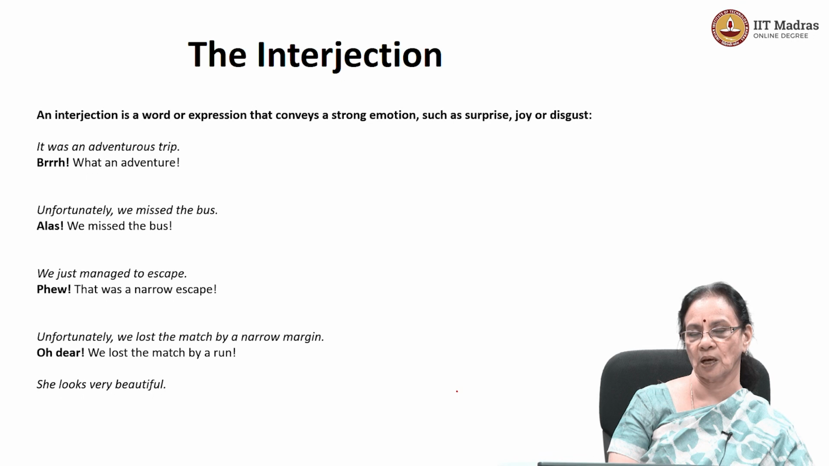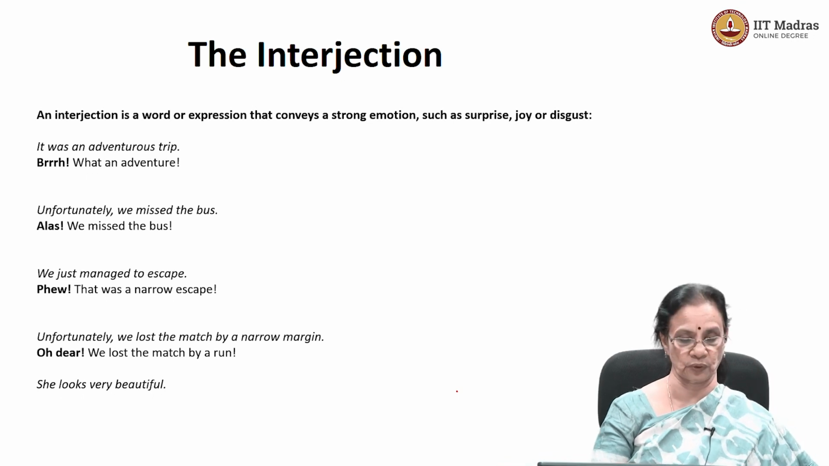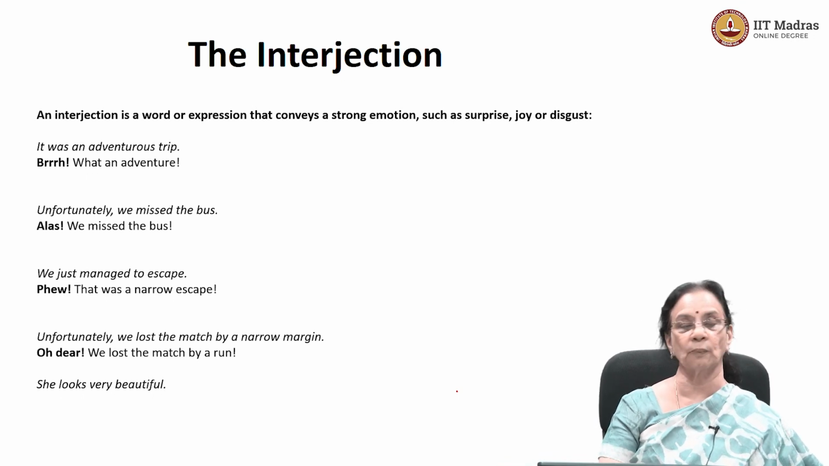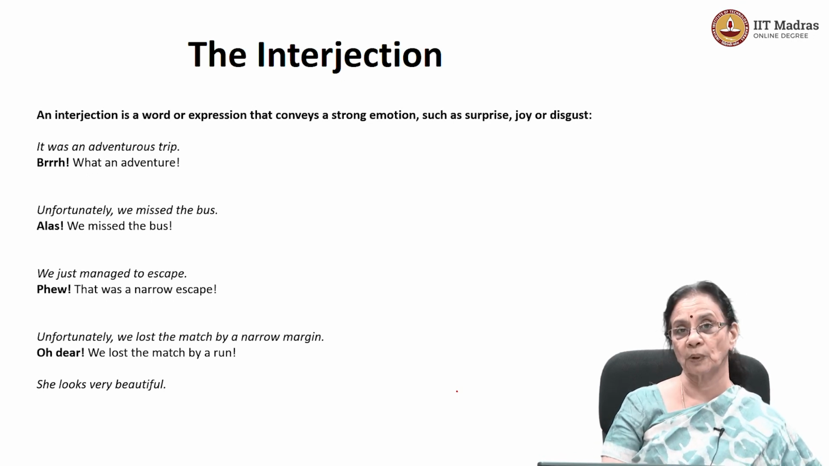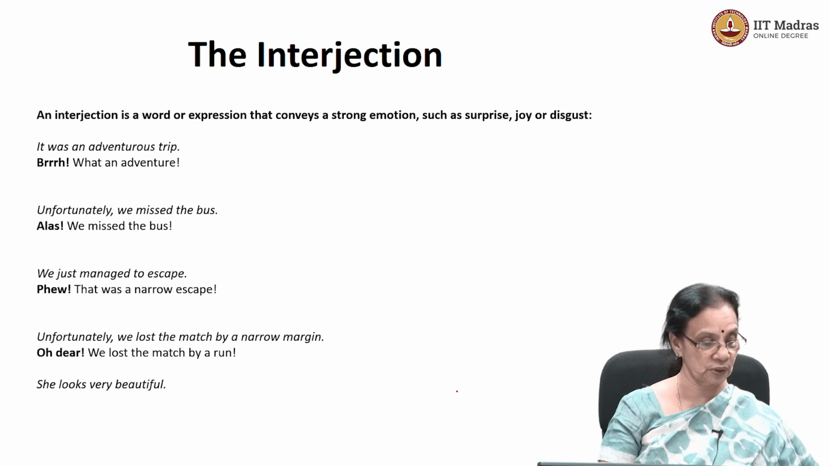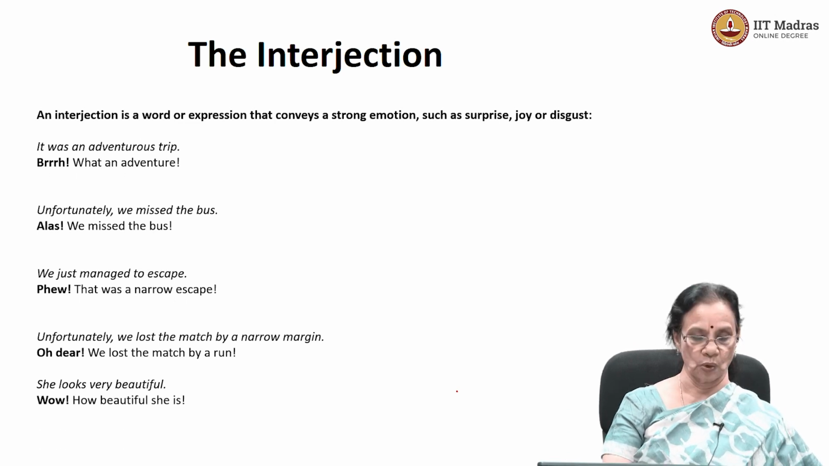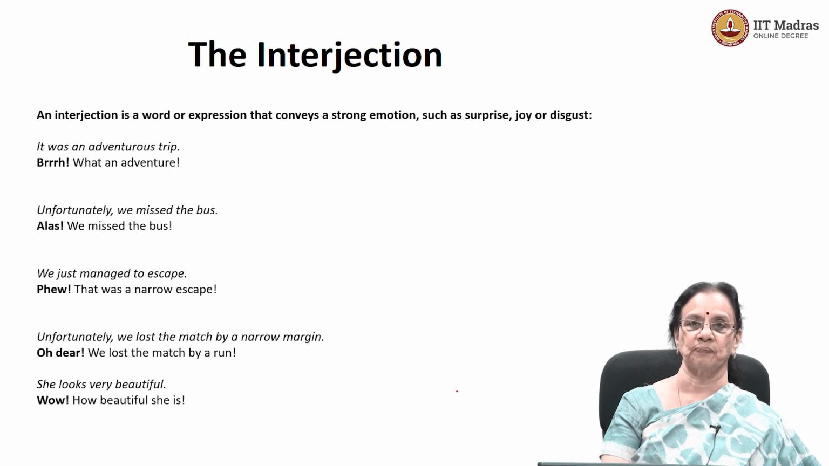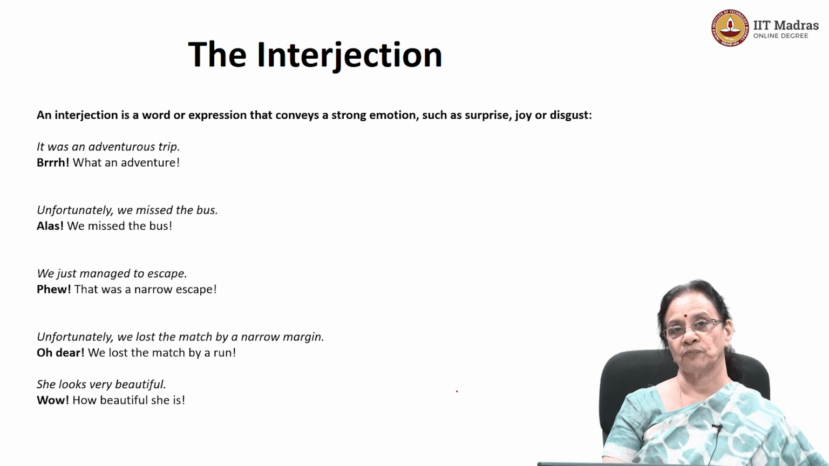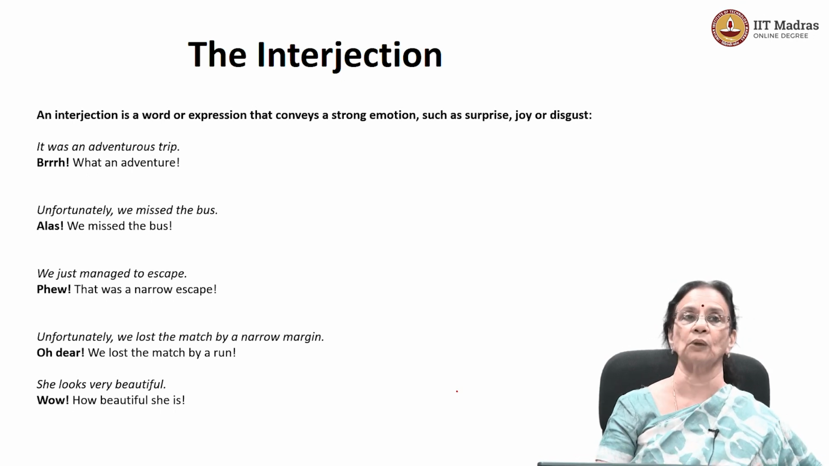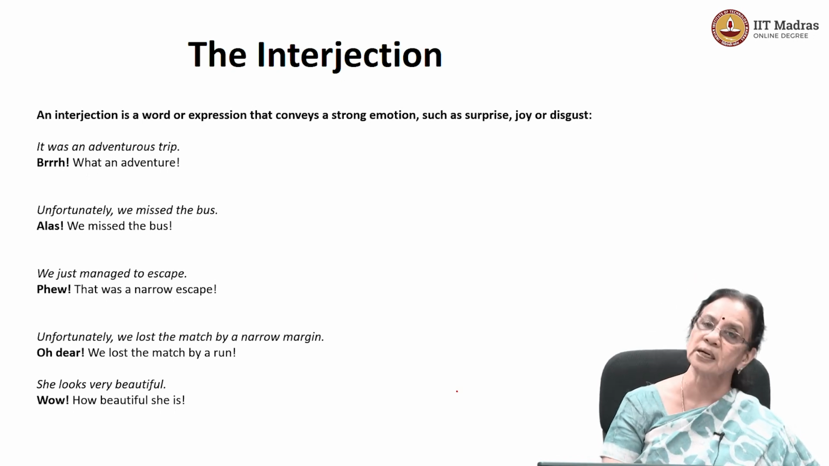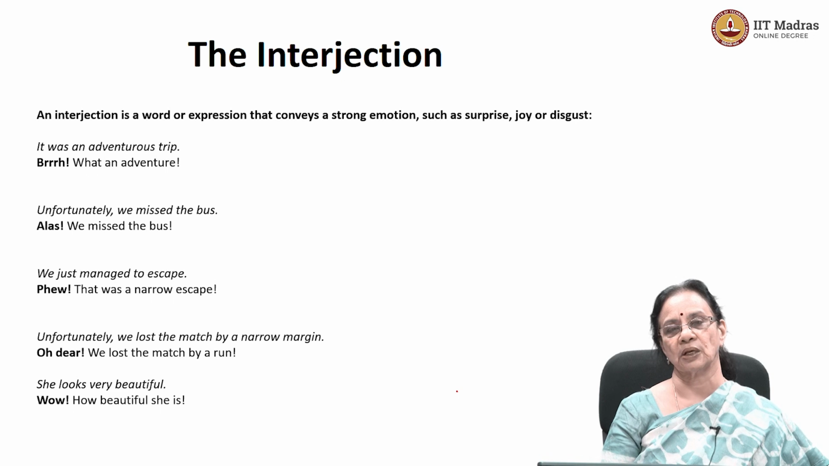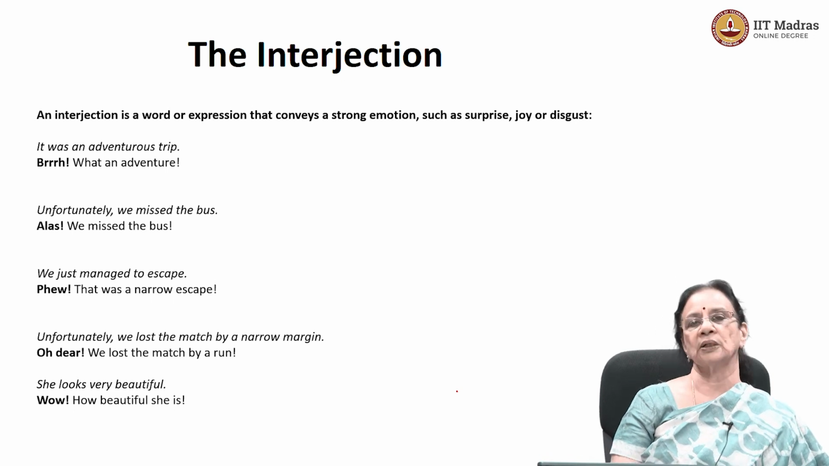This is the last example. Now, she looks very beautiful. That's a very nice sentence. Somebody is looking beautiful. Is there a way you can give a compliment to somebody? "Hey, you look very beautiful." Let's see. "Wow, how beautiful she is!" So the word "wow" is a very commonly used interjection. We use it very often. We use it for everything. Wow. So, "Wow, how beautiful she is!" Now, that is another interjection that we have. So, these are the interjections.